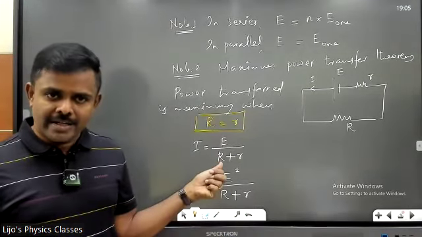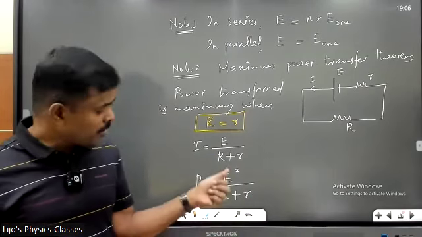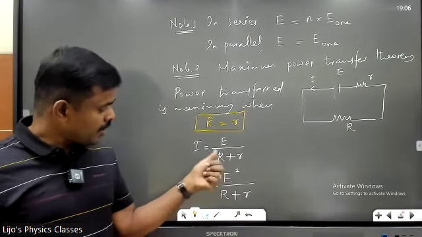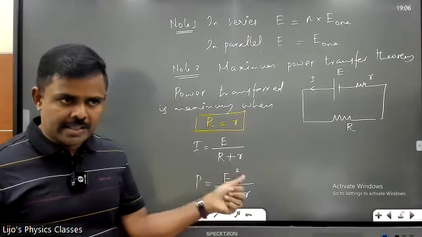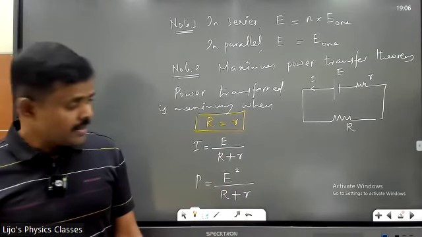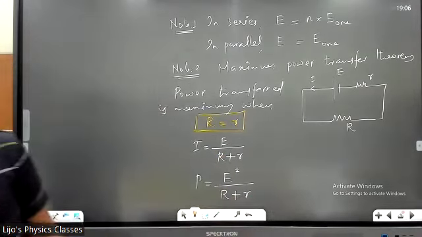For this example, this question has internal resistance. External resistance is not given. Got it? So in place of capital letter R, you put small letter r. Then we will substitute and find out. Right, now let us do the question. All of you got this point? Everyone?